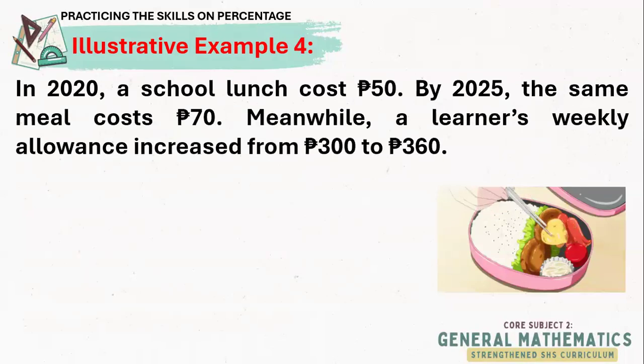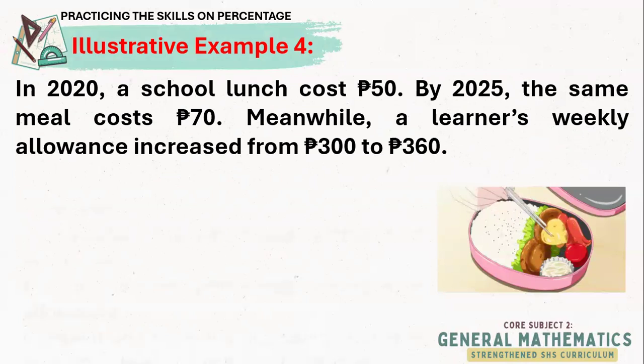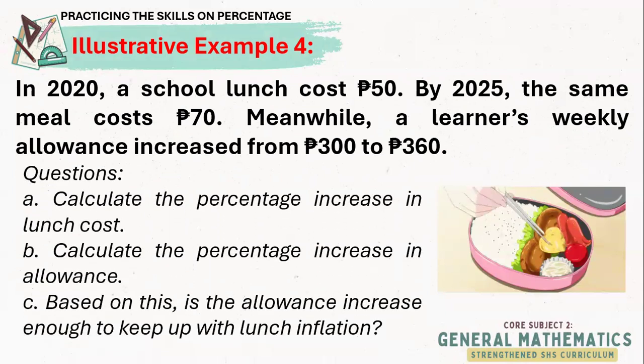So in 2020, the school lunch cost 50 pesos, but after 5 years, the meal cost already 70 pesos. Meanwhile, you had a learner's allowance increase from your parents, which is from 300 to 360 pesos. So do you think this is competitive already? So we calculate the percentage increase in the lunch cost. Then we calculate the percentage increase in the allowance. And based on this, is your allowance enough to keep up with the lunch inflation?